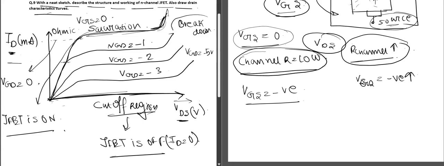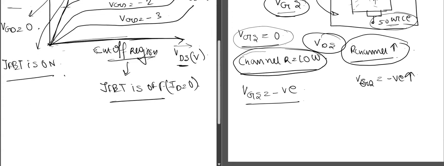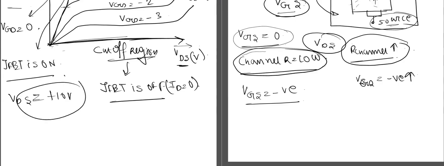Now, what does this breakdown region signify? When the drain voltage, which is VDS, exceeds the maximum necessary voltage, suppose around plus 10 volt, current will flow from drain to source without any resistance. For this reason, the device will break down and the JFET enters into breakdown.